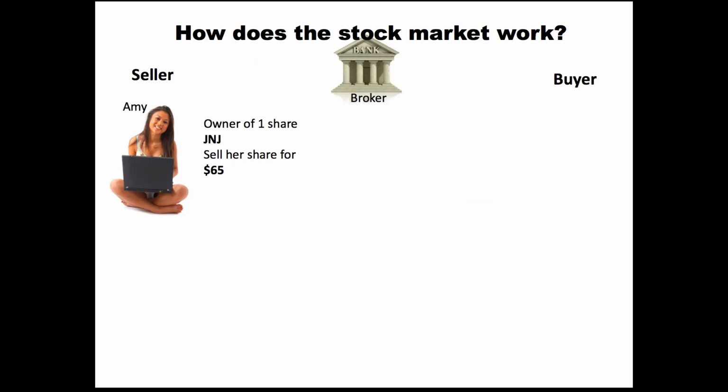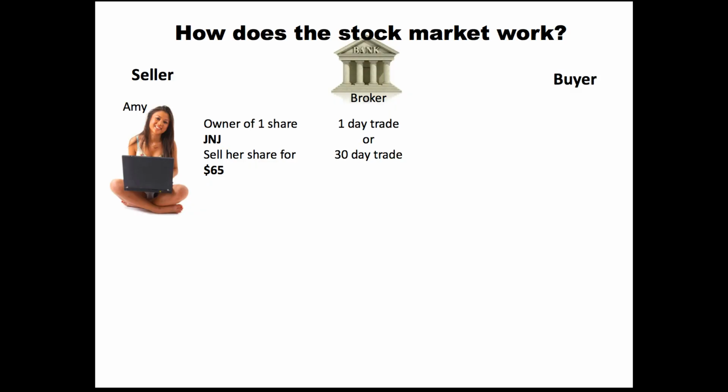So let's take this with one share and one seller to break this down, and you can see how the stock market's really working, and how eventually that market price that you see when you go look up a company and it says the market price is $65, this is what's happening. This is what's determining that market price. So let's start off with a seller. Her name's Amy, and she has one share of J&J, which is Johnson & Johnson, and she wants to sell her share for $65.